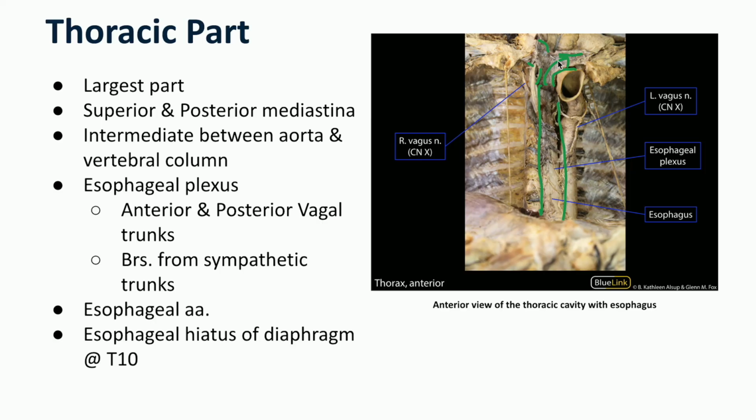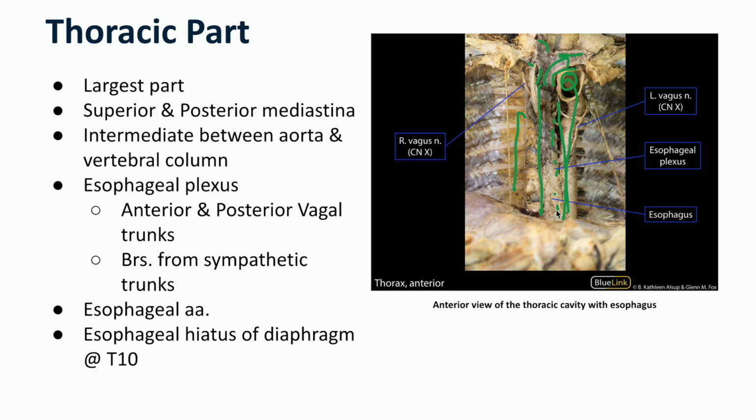It is sandwiched between the aorta, so we can see that's the arch of the aorta, and then the descending aorta there, which is to the left of the esophagus and typically a little anterior, as well as the vertebral column, which is just posterior there.